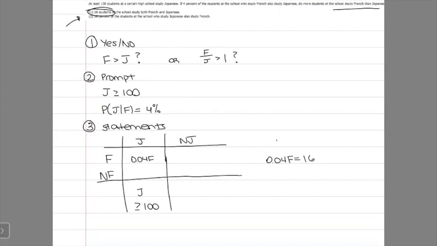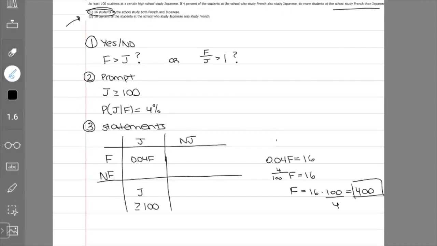By giving us this condition, we can find F, so we can find the number of French people, so that could definitely be useful. You could just rewrite this as a fraction, 4/100. And so F is going to equal 16 times 100/4, and that simplifies to 400. So now we know that we have exactly 400 people studying French.